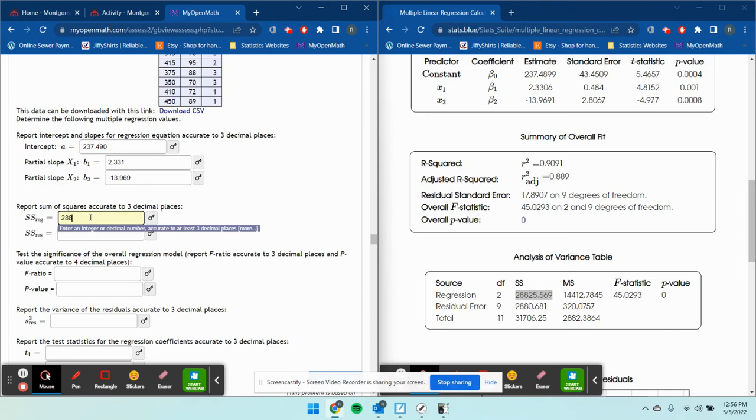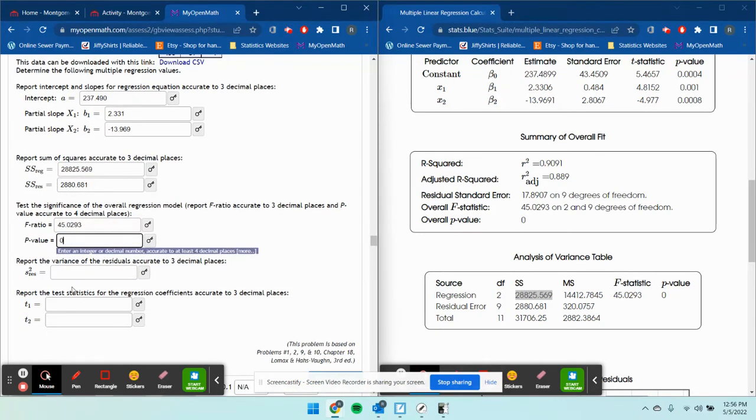SS reg, 28825.569. The sum of squares of the residual error is 2880.681. My F statistic, or F ratio, is 45.0293. P-value is listed. It's just going to be 0.